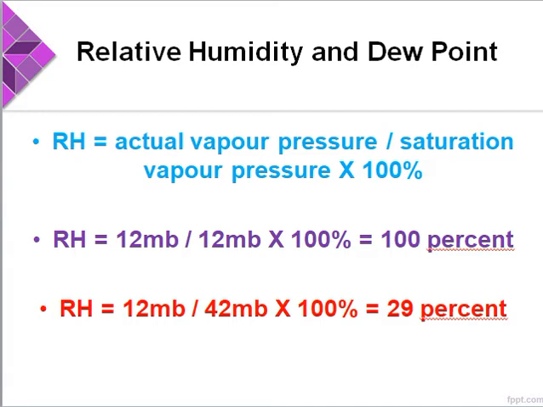So as we look back on our previous slides, we can see that the air with a temperature of 10 degrees Celsius has a saturation vapor pressure of 12 mb. Since the air is saturated and relative humidity is 100%, the actual vapor pressure must be the same as the saturation vapor pressure, which is 12 mb. Since relative humidity is 12 mb over 12 mb, sorry, with a 12 mb vapor pressure, times 100%.